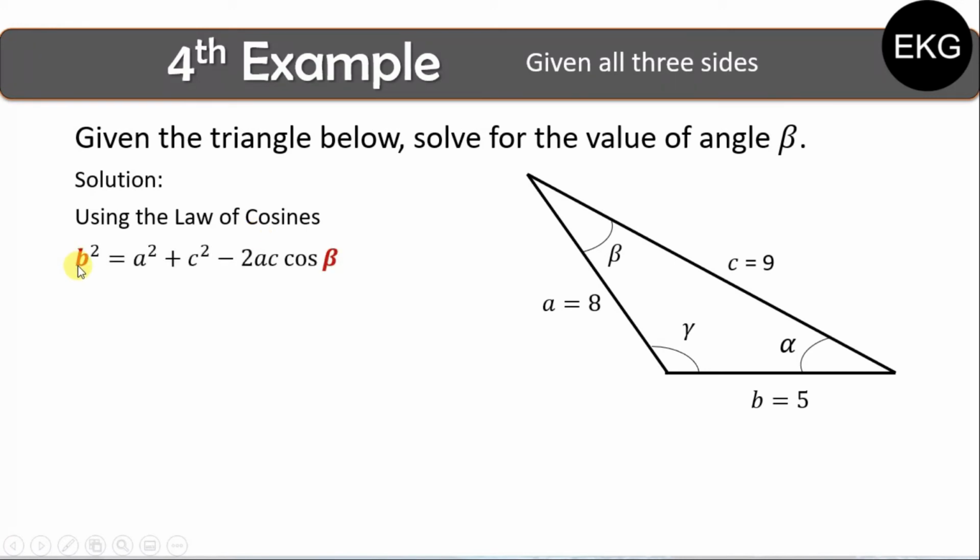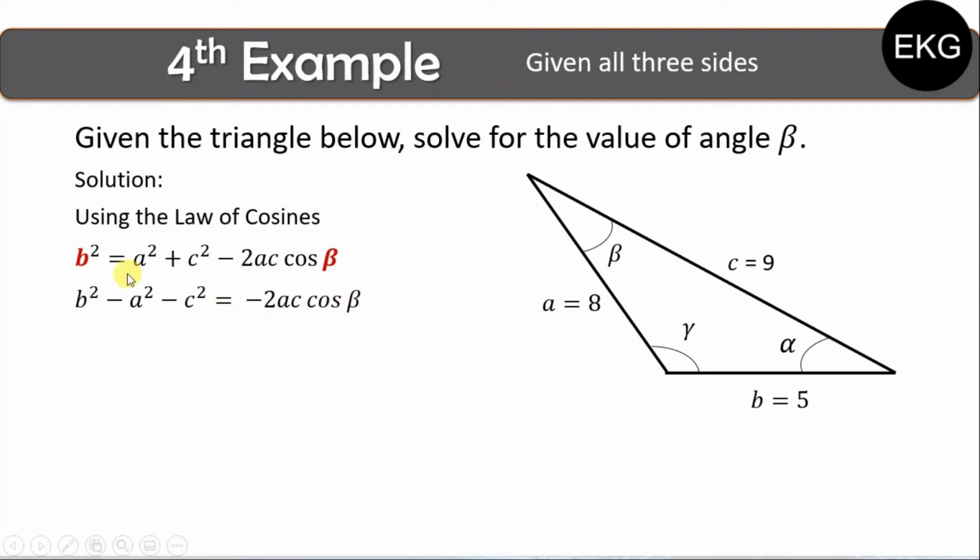Okay? So, since beta yung hinahanap, this is beta, automatic yung sa kabila will be side B. Since given yung all sides, given yung B, given yung A, given yung C, mas mabuti, ilipat natin yung A squared at yung C squared sa kabila. Magiging negative. Okay? So, may iwan yung negative 2AC cosine beta.